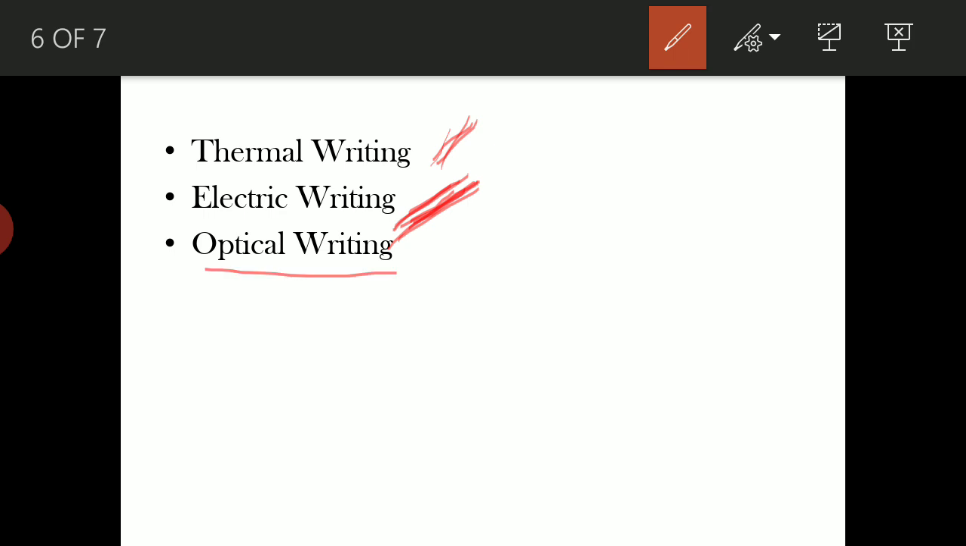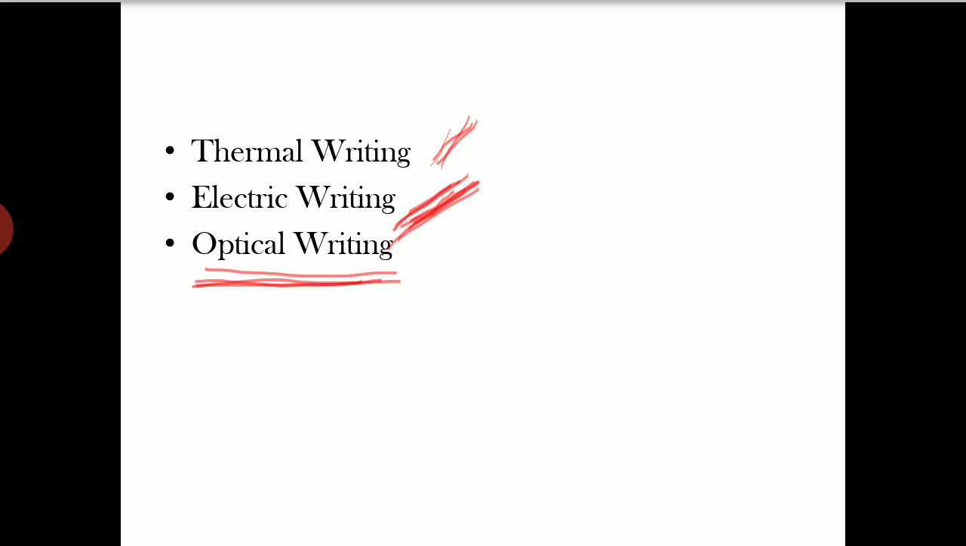In optical writing, a photosensitive paper will be used. We will use some UV laser to write on this photosensitive paper. Later, this chart will be developed into our original chart, which shows the variation of the signal. So these are the 5 methods.